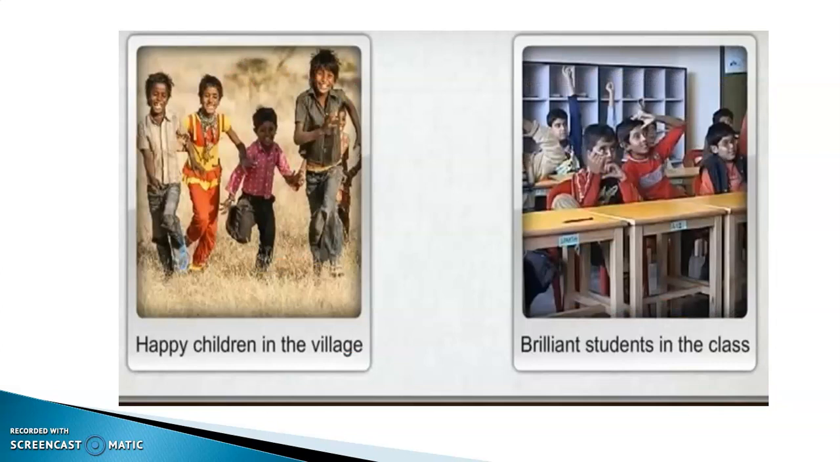Now, observe the collection. Happy children in the village, brilliant students in the class. In both the examples, the words happy and brilliant are relative terms because the exact meaning of these words, to be happy and to be brilliant, differ from person to person. Therefore, these collections are not sets.